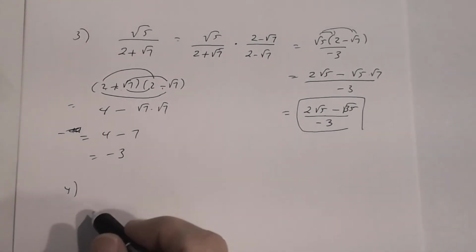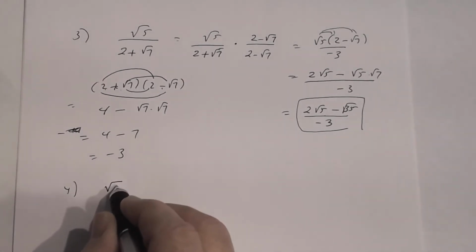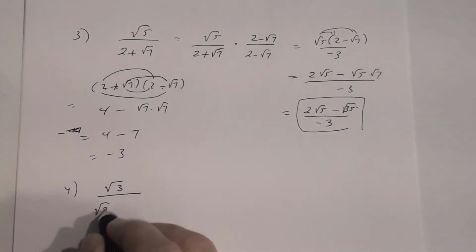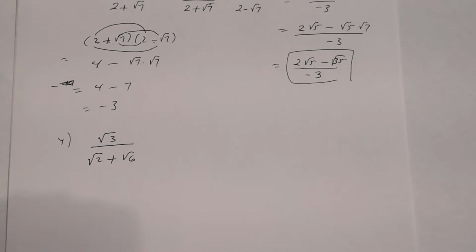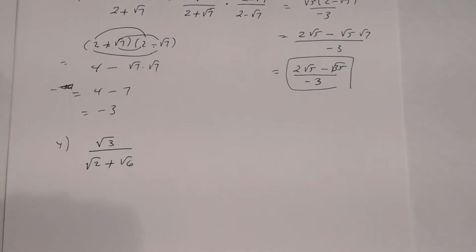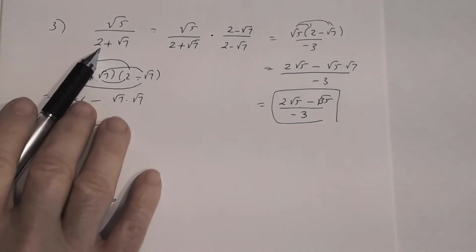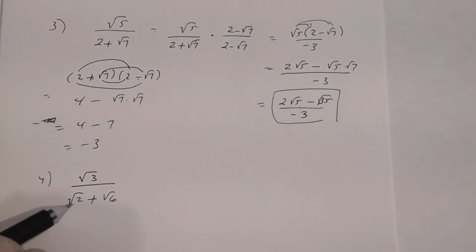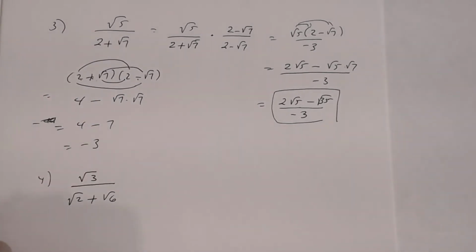All right. Number 4, we have the square root of 3 divided by the square root of 2 plus the square root of 6. So it kind of looks like that one, right? Except the denominator here has 2 square roots, and the denominator here only had 1. Okay, no big deal. We can still handle that, right?